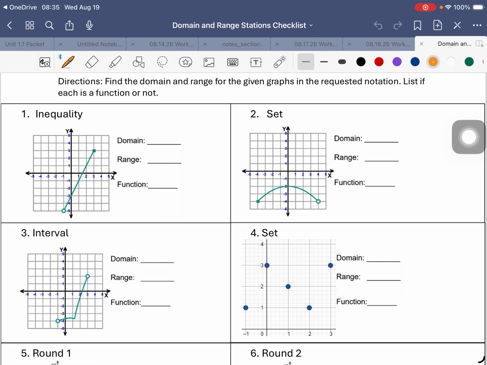Let's review domain and range together. Domain and range has three different notations: inequality notation, set notation, and interval notation. Let's start with inequality notation, number 1.